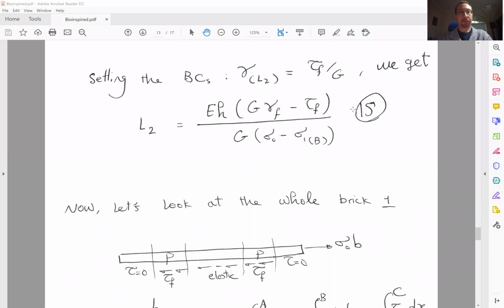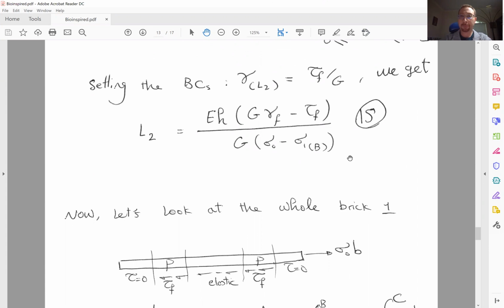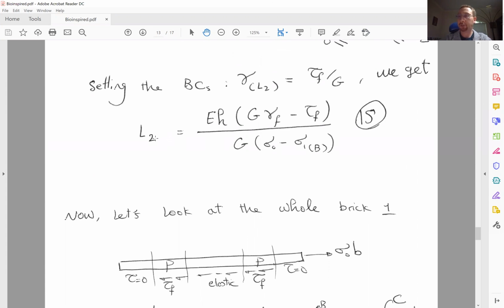So, back to the discussion we were having. We have one relationship between L2, the length of the plastically deformed region, and sigma 0. I want to derive another relationship because then I'll be able to calculate L2.